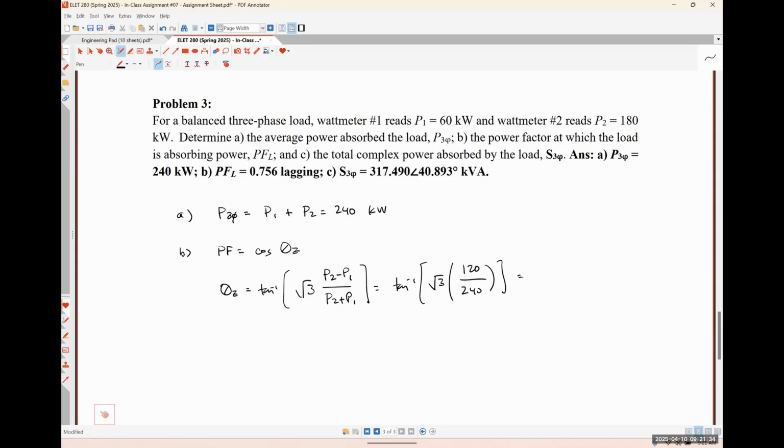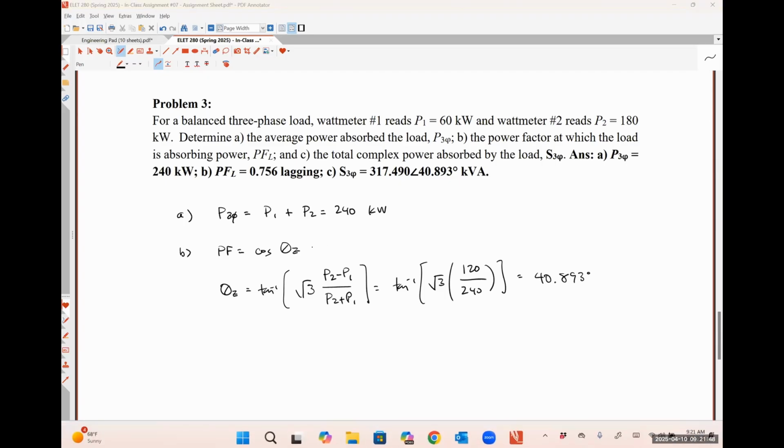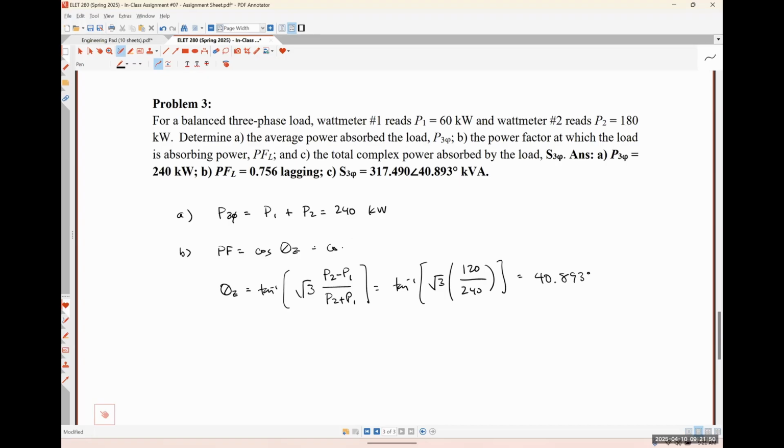I get 40.893 degrees. And then if I do the cosine of that answer, I get a power factor of 0.756. And it'll be lagging because theta z was positive.